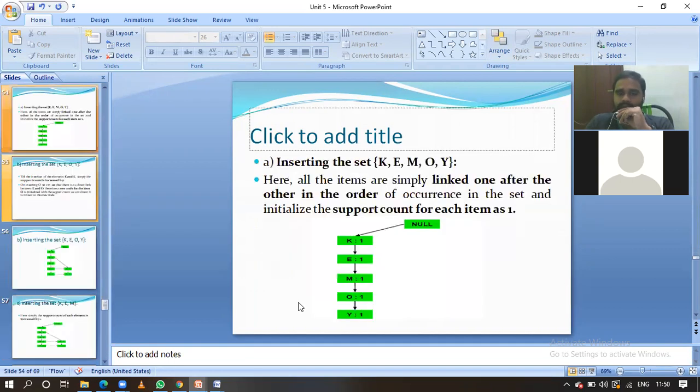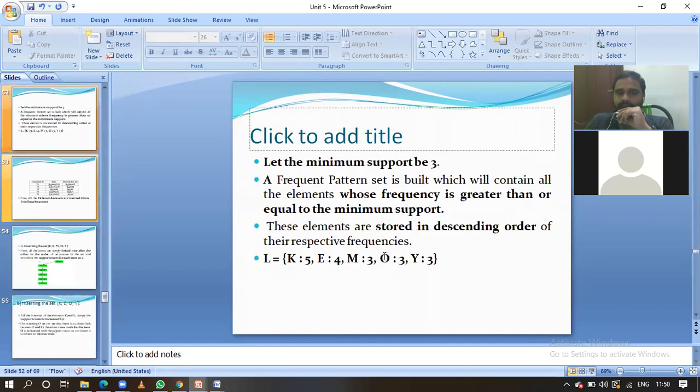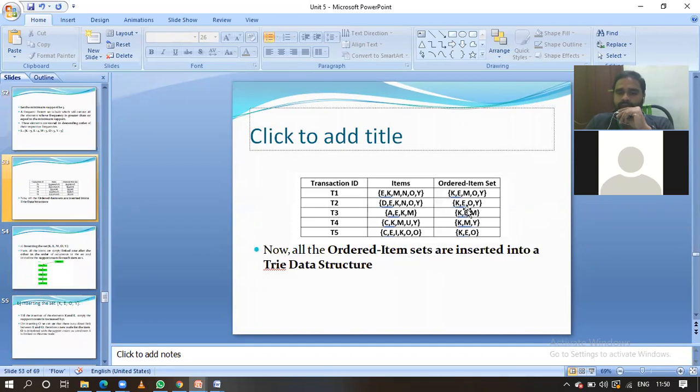Check once whether it is in the same order. KEMOY. Likewise, we are going to place all the items here. Here K is there, E is there, next M is not there, next O is there, Y is there. Likewise we have to place this one.